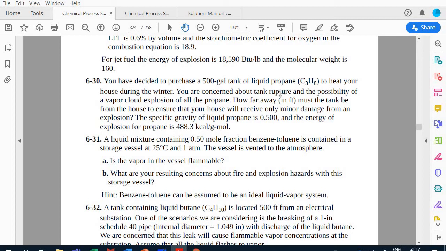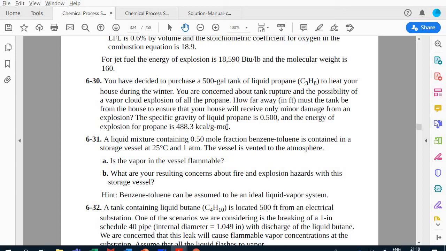So if my tank ruptured, I have a crack, and the possibility of a vapor cloud explosion of propane is formed. How far away in feet must the tank be from the house to ensure that your house will receive no damage, not even minor damage, from the explosion? When we talk about minor damage, we're talking about shattered glass, windows, and so on. The specific gravity of liquid propane is 0.5. The energy of explosion of propane is 488.3 kilocalories per gram mole.